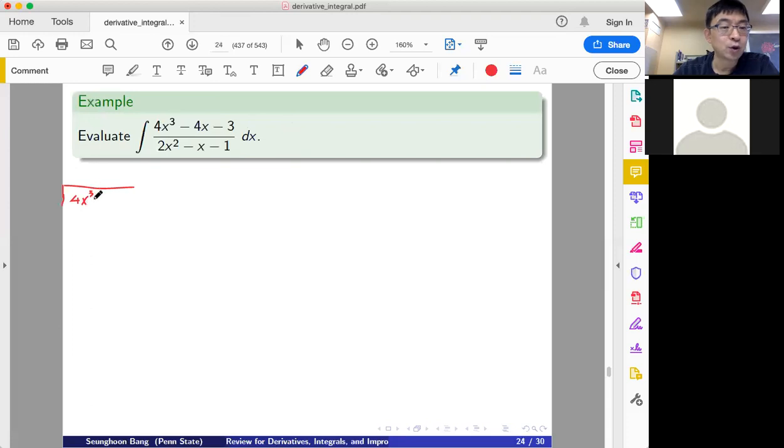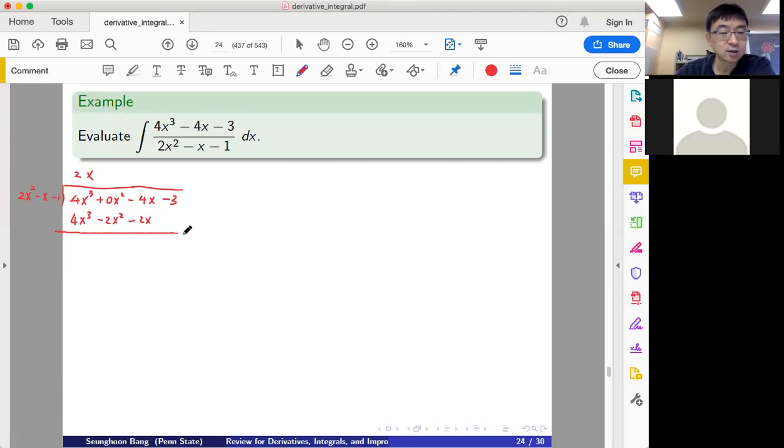4x cubed. So we don't have an x squared term. I can write plus 0x squared, negative 4x minus 3, divided by 2x squared minus x minus 1. The next two, I can do that. You need 2x. 2x times the 2x squared is 4x cubed. 2x times minus x is negative 2x squared. Minus 1 times 2x is negative 2x.